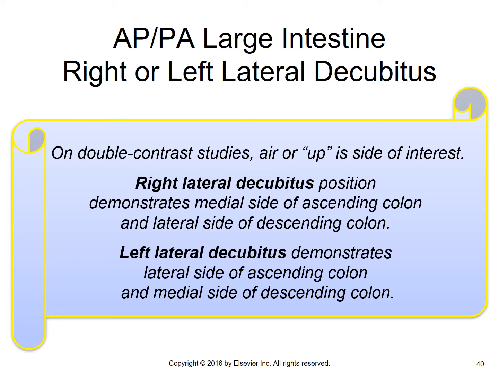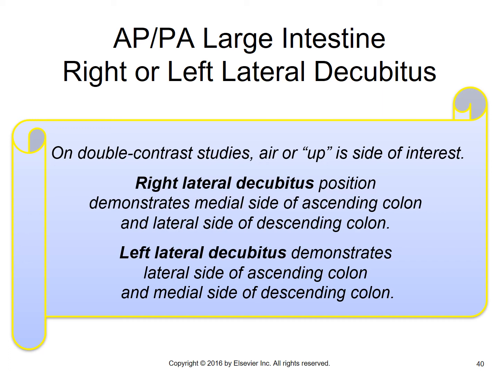Let's move on to the decubitus views of colon. Very, very important. On double contrast studies, air, or the upside, is of interest. So if you think about it, you fill up the colon with barium, and you drain most of that barium and you put air into the patient. So you're going to have air and barium in the colon.